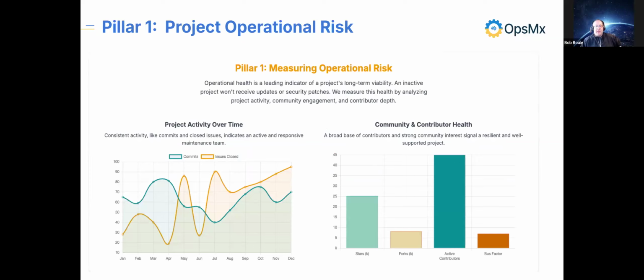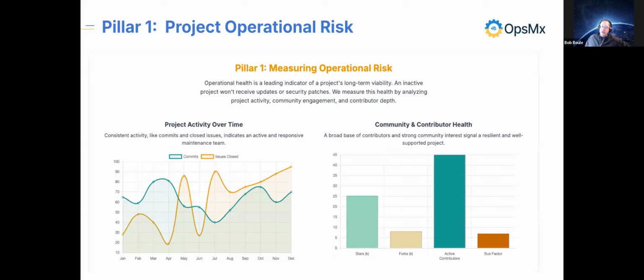Let's take a look at that first pillar, the project operational risk. It's really about measuring operational health as a leading indicator to the project's long-term viability. An inactive project isn't going to receive updates, isn't going to get security patches, or you may have to take that on yourself, which obviously changes the dynamics of open source. If there's not a vibrant community around it, I'm not suggesting that you'd never use it, but you have to be willing to accept that risk and be prepared to do those things on your own.